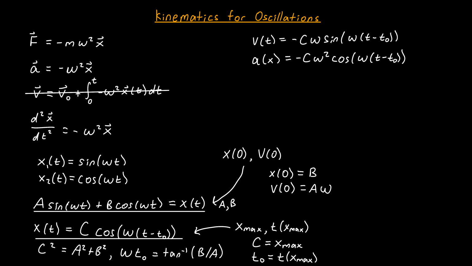On the other hand, velocity traces out a sine curve, which is maximum when x is minimum, and minimum when x is maximum. This also makes sense, because at equilibrium, when x is 0, velocity is supposed to be high, and at the endpoints, when x is maximum, your system is supposed to stop moving temporarily as it turns around. So that's the big picture of what simple harmonic oscillation looks like.